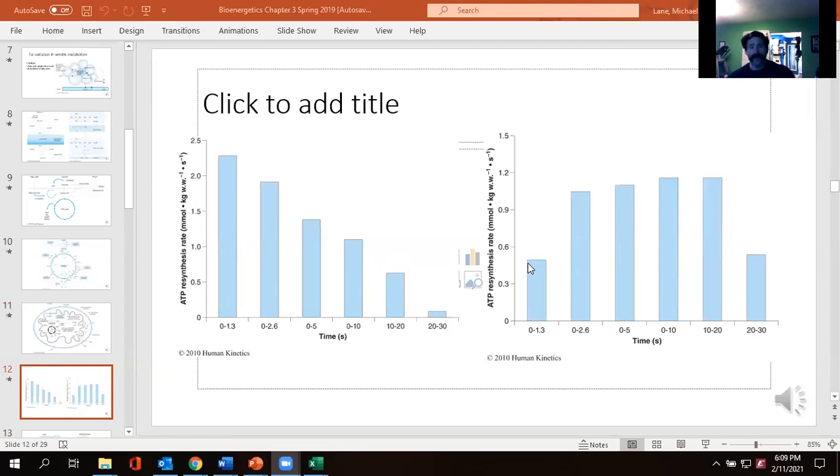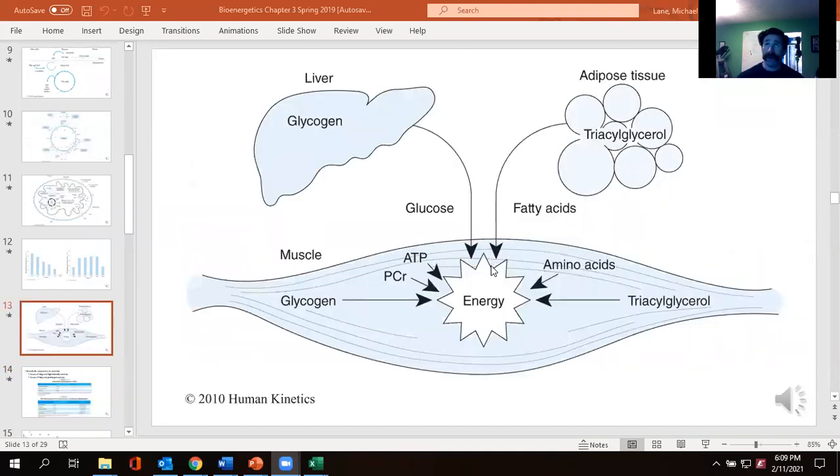Now we're going into more anaerobic glycolysis and see how it ramps up a little bit slower, but we're only sitting at about 1.2, so still relatively low. But then when we look at aerobic glycolysis and beta oxidation, it's even lower.